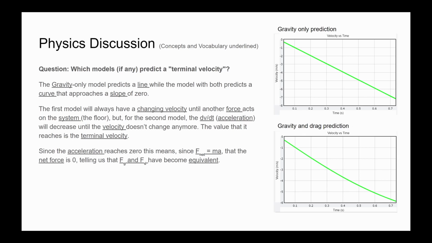So it's when acceleration is 0. F equals ma, so F net is going to be 0, telling us that the gravitational and drag forces have become equivalent. They're balancing out, and it's moving at a constant velocity in the air.